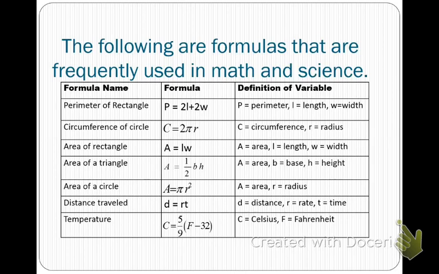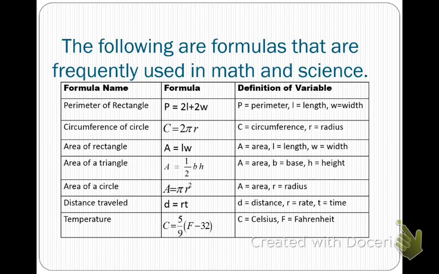Perimeter of a rectangle is 2l plus 2w, right? Circumference is 2 pi r of a circle. Area of a circle is pi r squared. Area of a rectangle, triangle. You guys have seen these before. Not the first time, I'm sure. The distance traveled: just take the speed times the time it's traveled, and that'll give you distance traveled. And then you see the conversion there from Celsius to Fahrenheit, and you can always manipulate the formula to go from Fahrenheit to Celsius. Okay? And that's what we want to do.